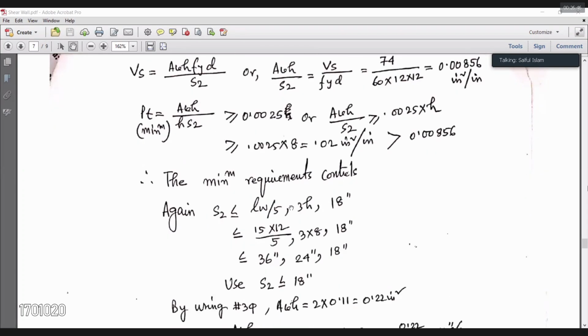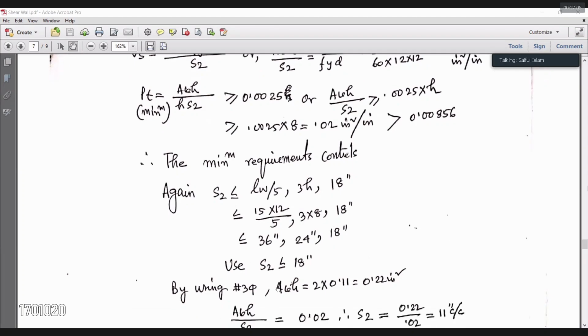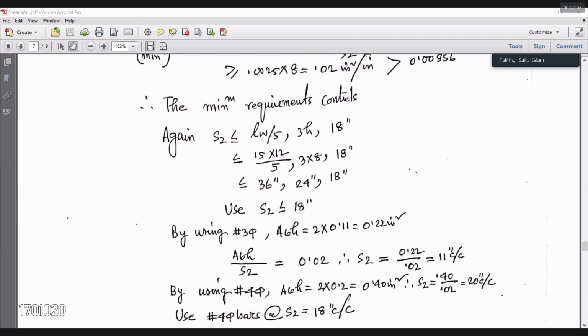Now, another requirement, again, s2 should be less than or equal to lw by 5, 3h and 18 inch. If you evaluate this parameter, of this we are getting 18 inch the minimum. So s2 cannot be greater than 18 inch. So we have got the information about the steel, and the information about the spacing.